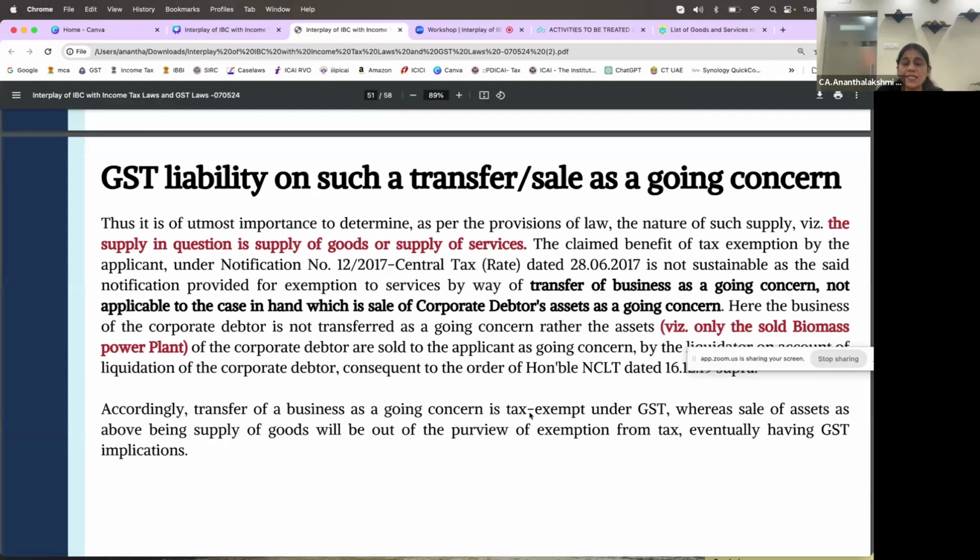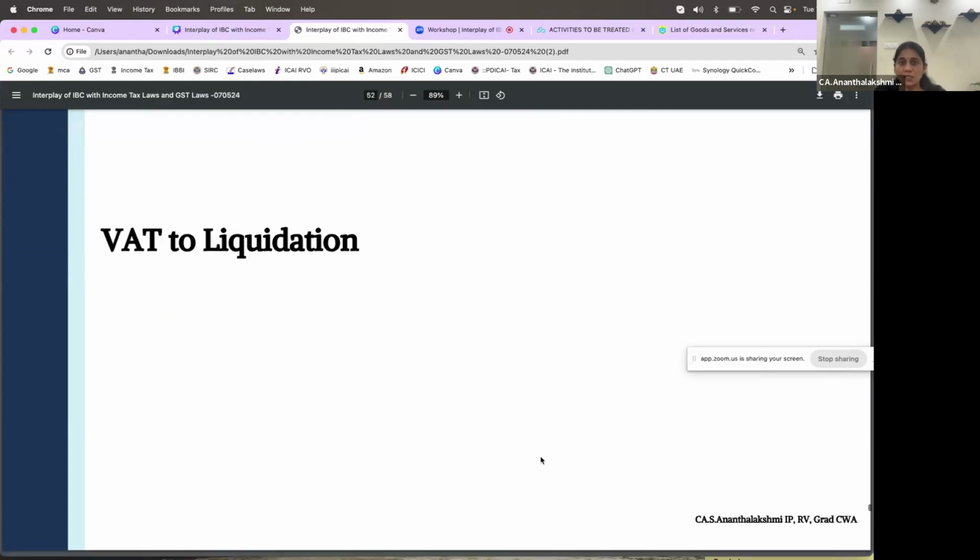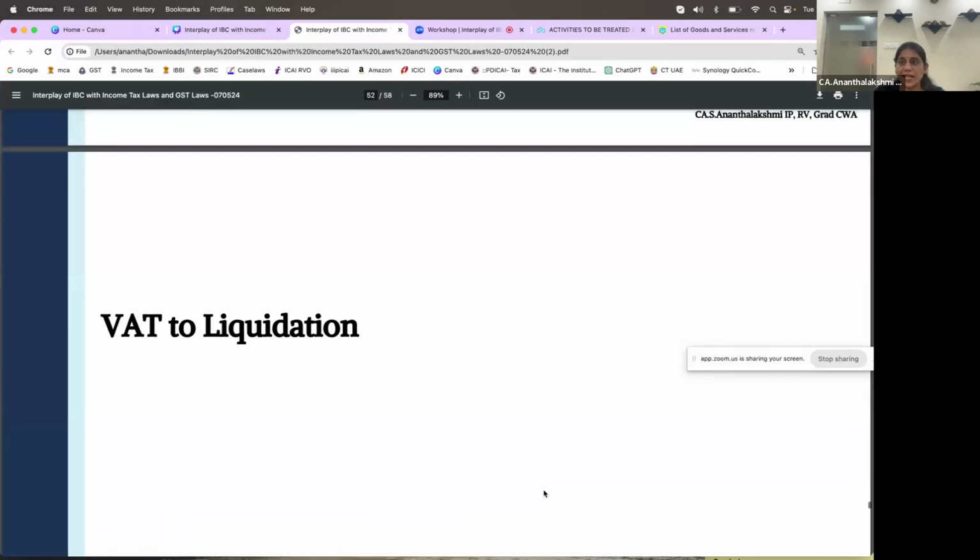Transfer of a business concern is tax exempt under GST, whereas sale of an asset of the above supply of goods will be out of the purview of exemption from tax, eventually having GST implication. I'll run fast with regard to these things.